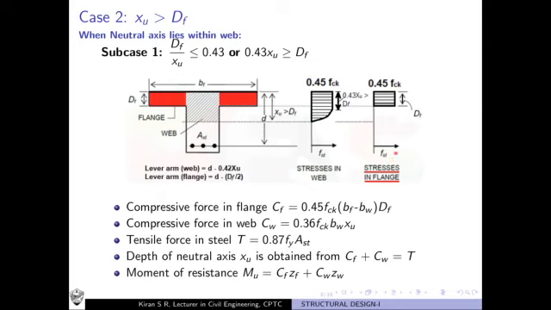You see in the figure the stress distribution for the flange is given here. You are going to write the force in flange. So force in flange is equal to, you know how much this is? This is 0.45 fck, and this is df. So 0.45 fck into df. That is written here, 0.45 fck into df. And what is this? bf minus bw.